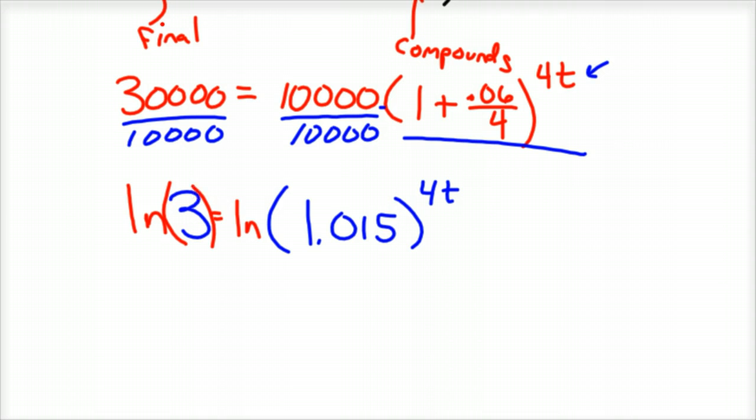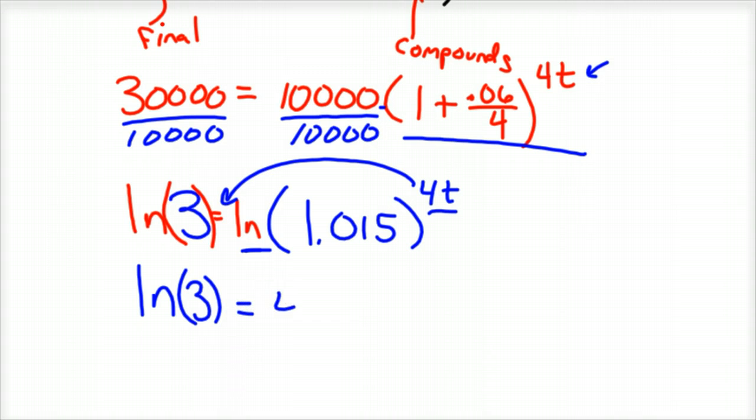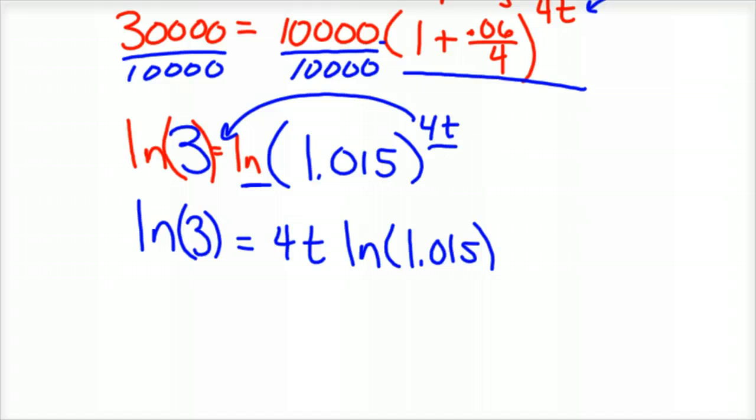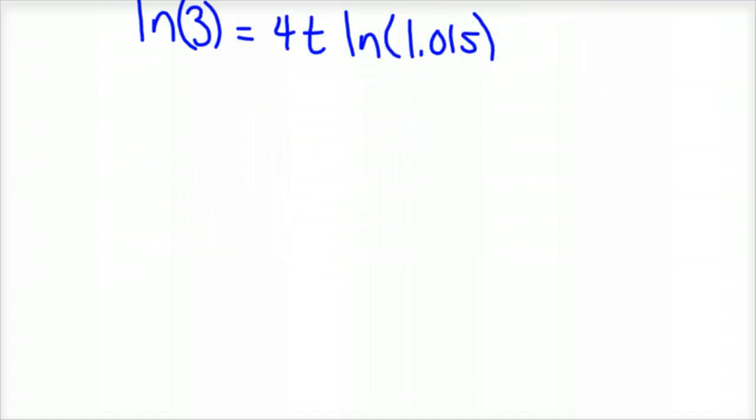Now, if you look at some of my other videos, I always mention the third rule. The third rule for me with logarithms is, if you have a logarithm of an exponential power, the whole reason we use the log on both sides is so that that pops to the front. And so this could be rewritten as natural log of 3 equals 4 times t times the natural log of 1.015. At this point, it is simply a matter of dividing to solve this thing.